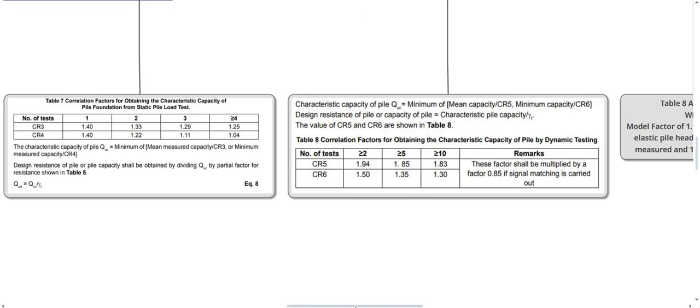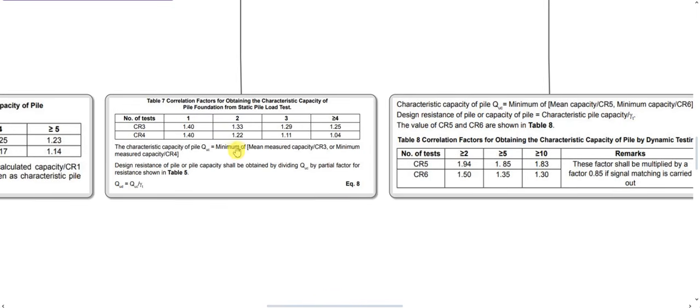we need to refer to table 7. So again, we have a similar philosophy or concept. As the number of tests increases, the correlation factors 3 and 4 decrease. And a very similar formula applies: the characteristic capacity of pile is equal to the minimum of the mean measured capacity divided by CR3 or the minimum measured capacity divided by CR4. Again, the design resistance or the pile capacity shall be obtained by dividing QC by the partial factors of resistance shown in table 5.